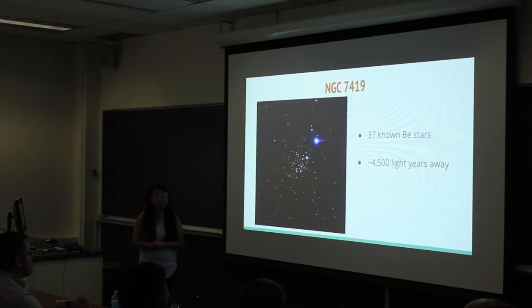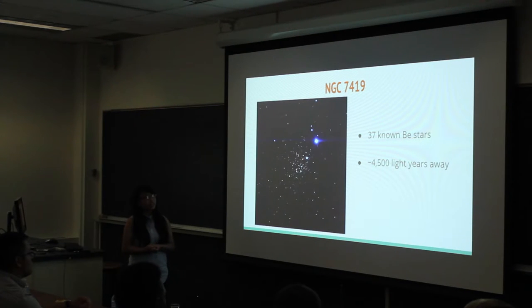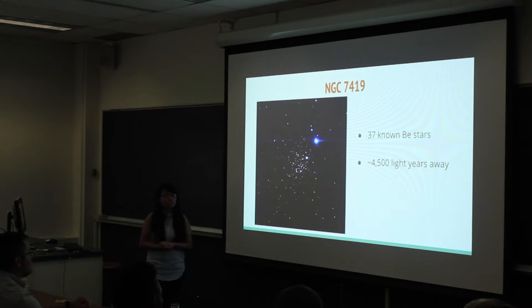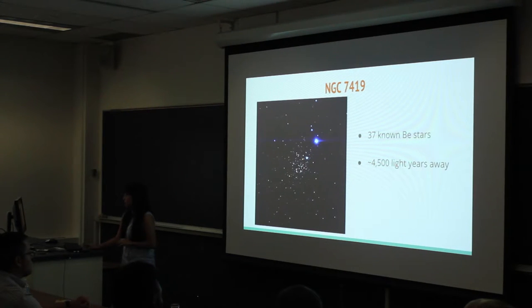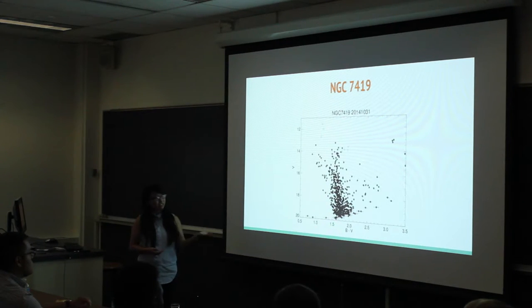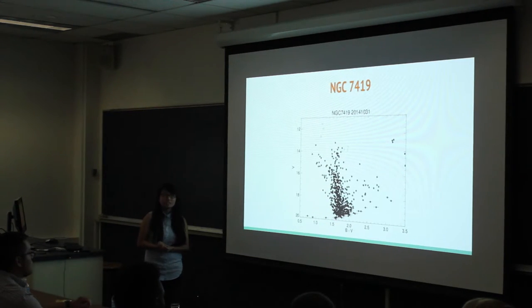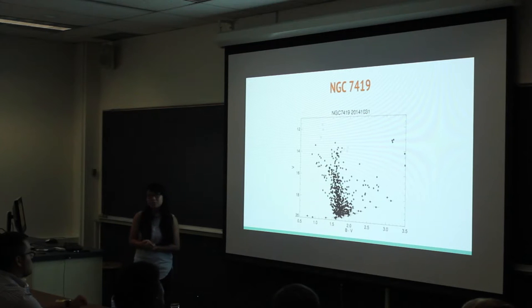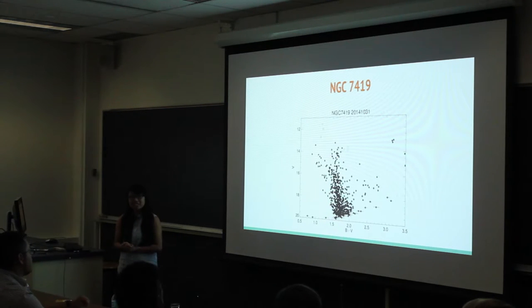So in this example, I'm going to be focusing on one cluster, NGC 7419. It has 37 known BE stars. It's about 4,500 light years away. A common color index is B minus V, in part because of history, because photometric plates are more sensitive to blue light, and also in part because of physics, because B minus V is a good indicator of the temperature of the stars.